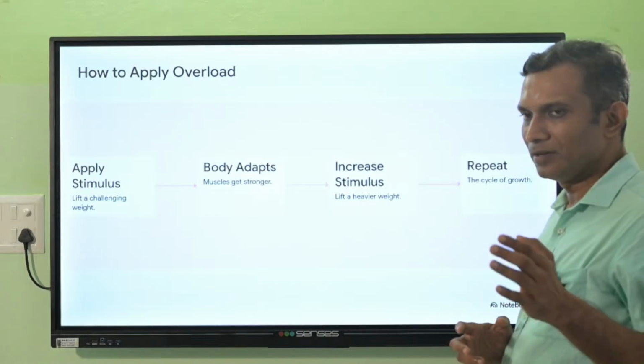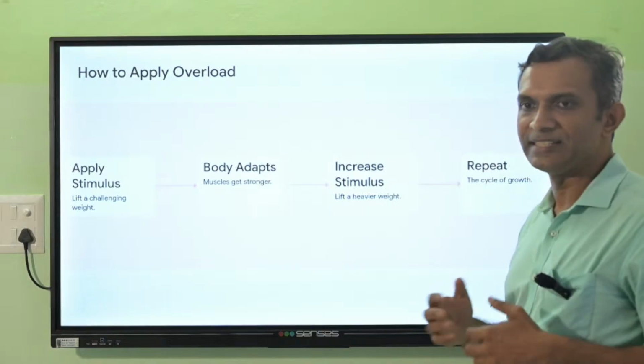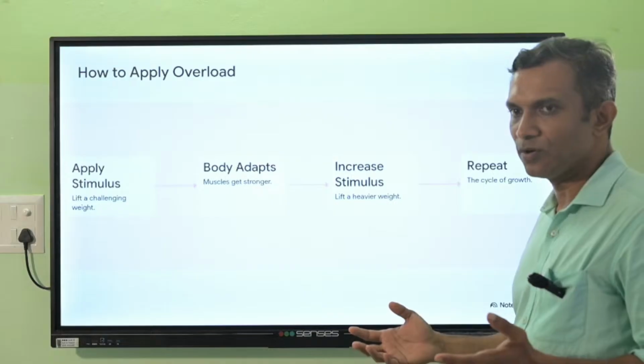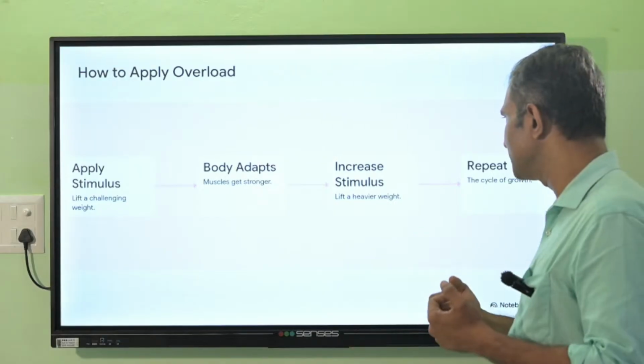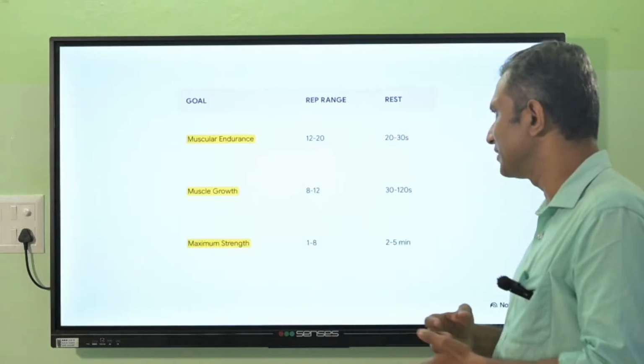In an overload, a stimulus is being applied, like a challenging weight, and the body gets adapted, meaning the muscles get stronger. And once the muscle gets stronger, we try to lift more weight, we challenge the nervous system. So we lift a little heavier weight and the cycle is repeated.